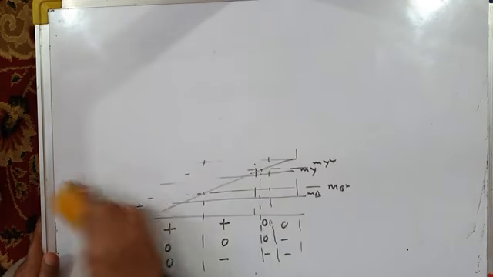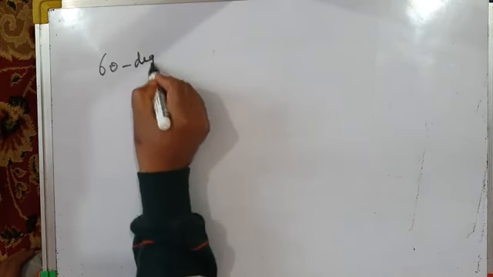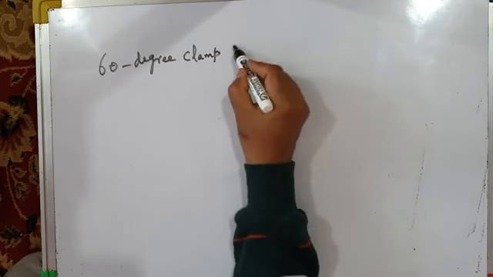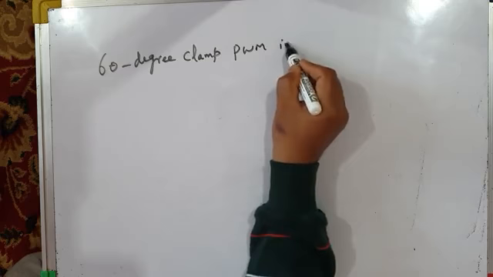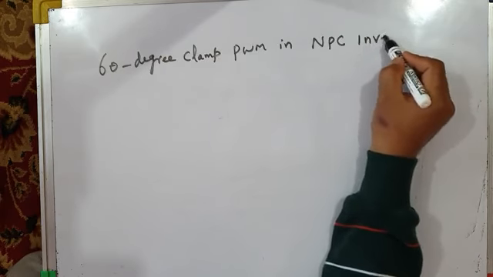I will discuss with you quickly the 60-degree clamp PWM, which is a special case of continuous clamp PWM in the neutral point clamped 3-level inverter, the NPC inverter.